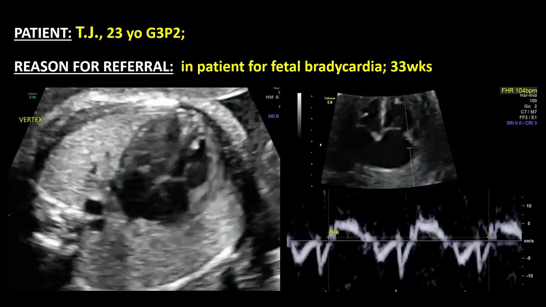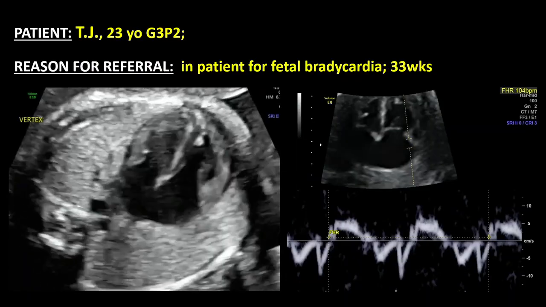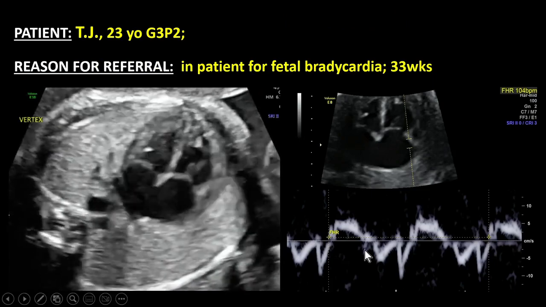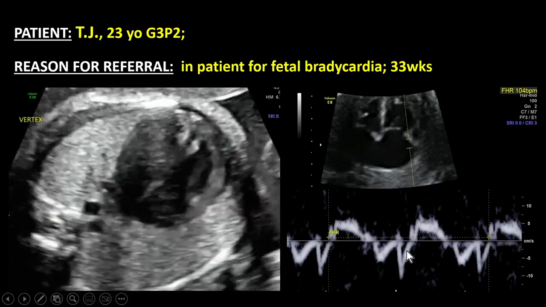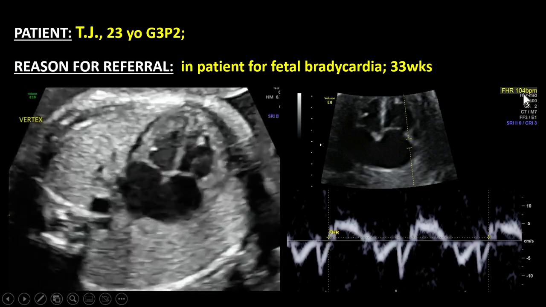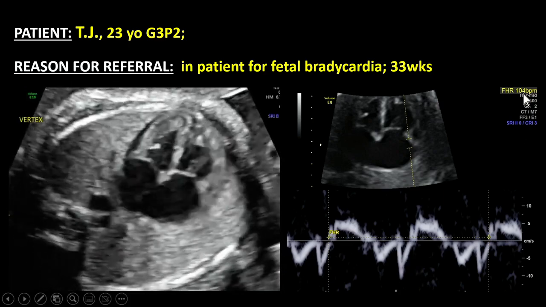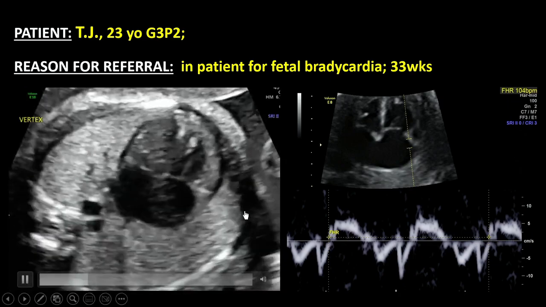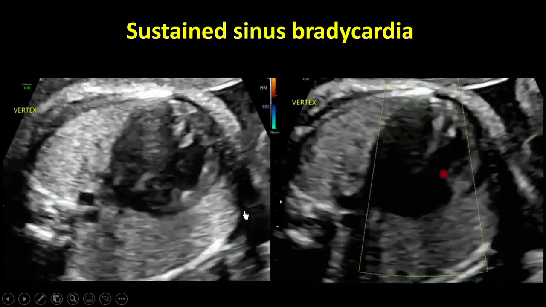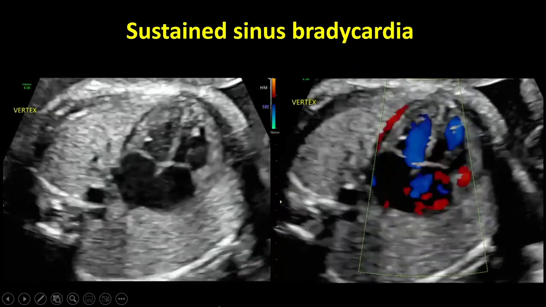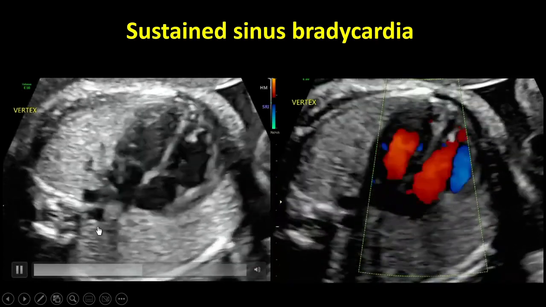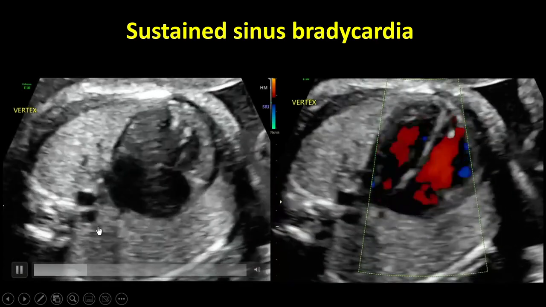So another case we saw yesterday: this patient has a bradycardia. As you can see here, ventricular contraction, atrial contraction, 104, very sustained, pretty much no variability. But let's take a look at this heart in a little more detail. Here we have a normal 4-chamber view, a little bit of tricuspid regurgitation, but behind the left atrium we have the double barrel sign. So what do we need to do?